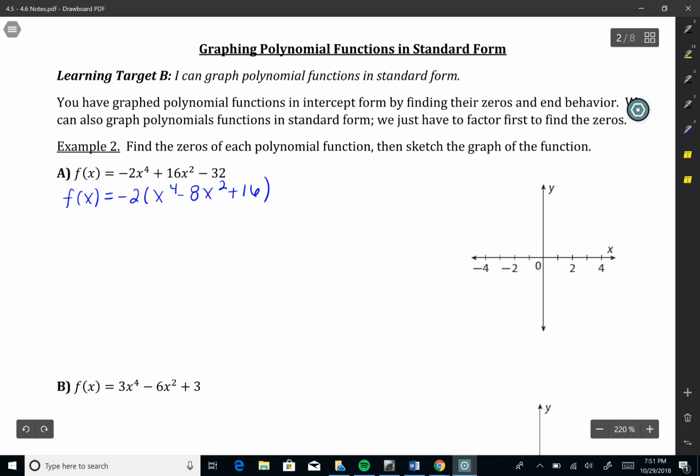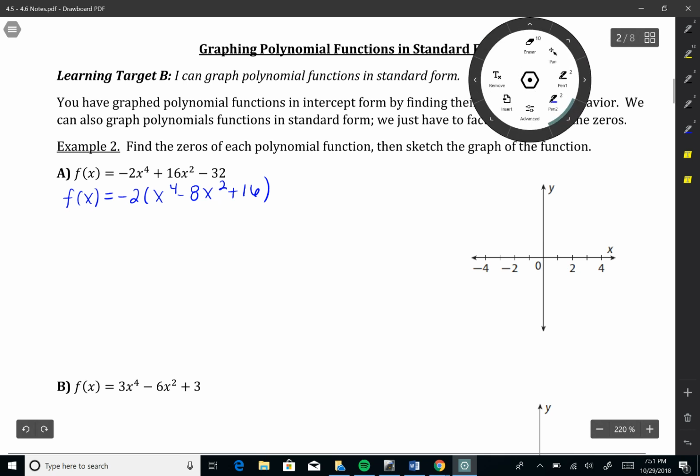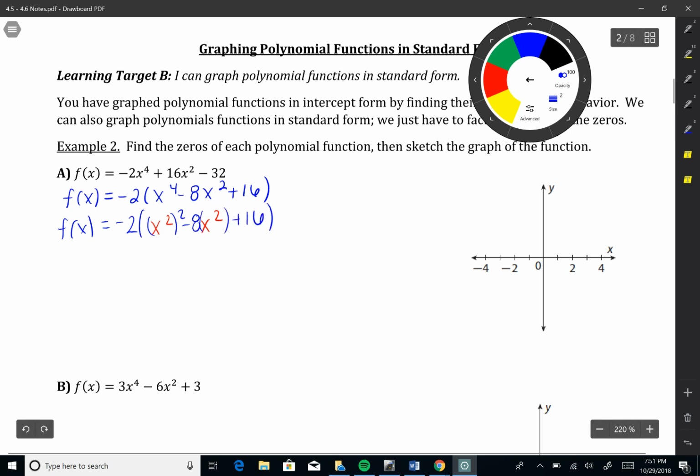And this situation is one of those that we can write in quadratic form, seeing that we could write this with a u of x squared. So let me just put some x squareds here. So I could rewrite this as negative 2 parentheses x squared squared minus 8x squared plus 16. So I'm going to say let u equal x squared. And remember, if you can do these without u's, feel free.